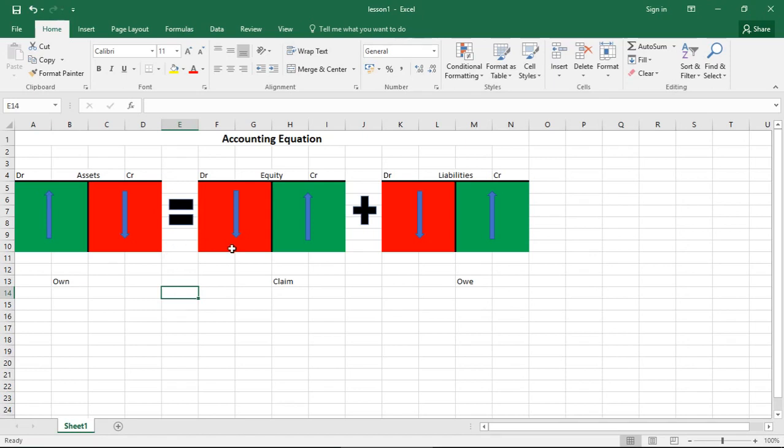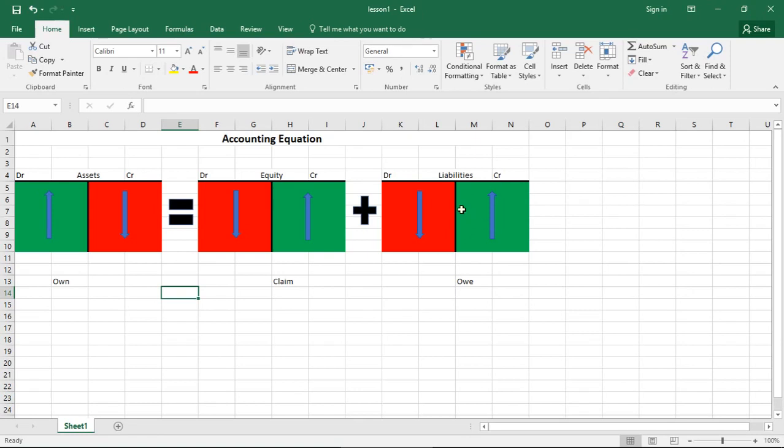Once we've identified that, then we know if it's an asset, the question is, does it increase or does it decrease our assets? If it increases our assets, it increases on the debit side, we put it on the debit side. If it decreases our assets, we put it on the credit side, as I've shown here. If it's an equity, it decreases on the debit side but increases on the credit side. And for liabilities, it's the same as equity. Decreases on the debit side but increases on the credit side.